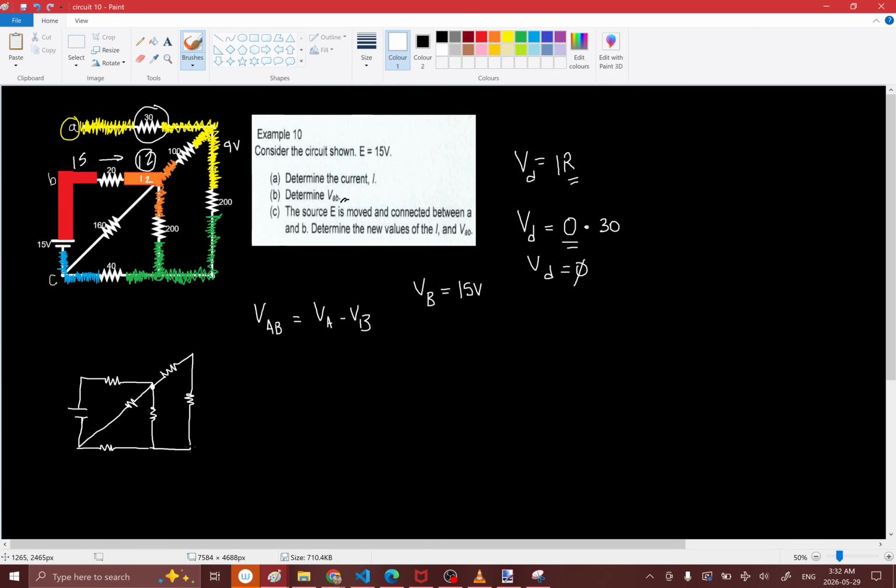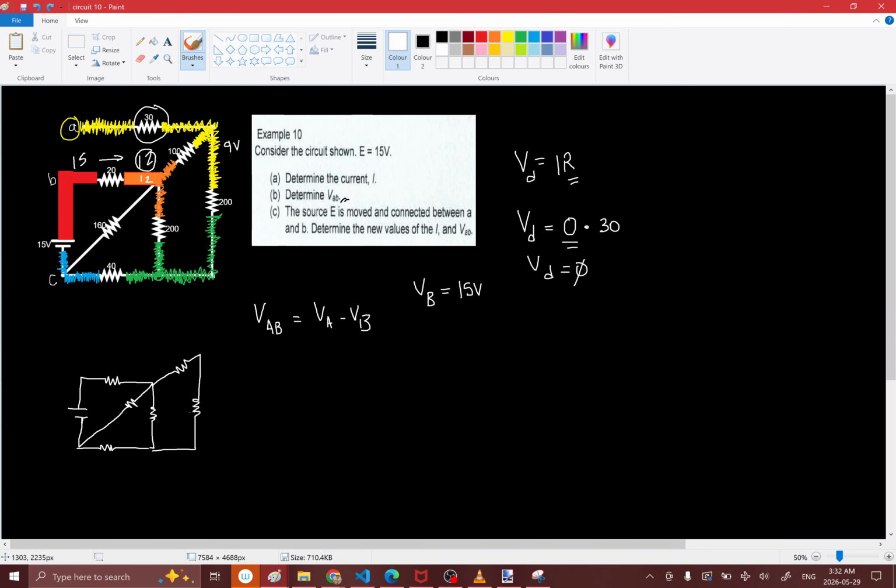And like this. And remember, there's no current moving through point A, so it doesn't contribute to the resistance of the whole circuit, right? So we're just going to leave that out of there for now. Oh goodness. Okay.